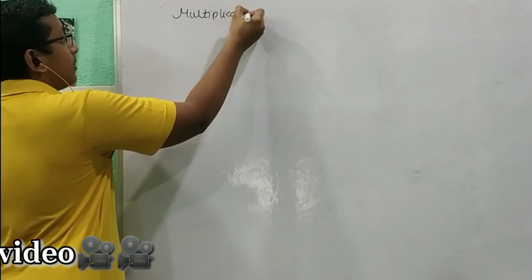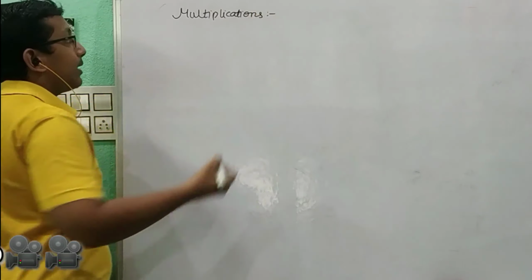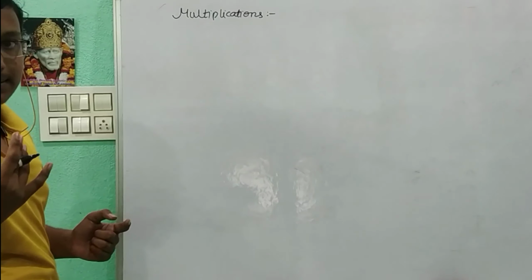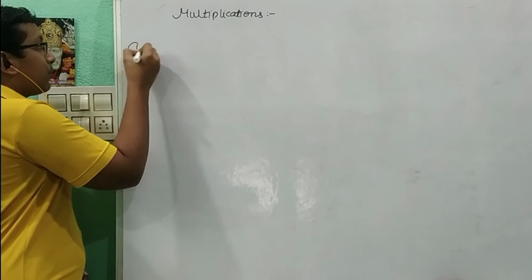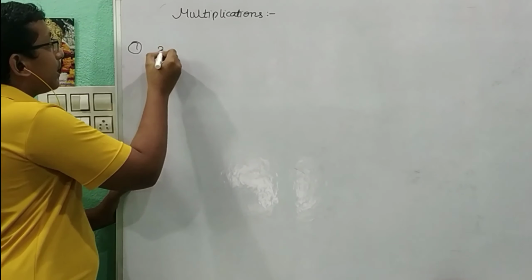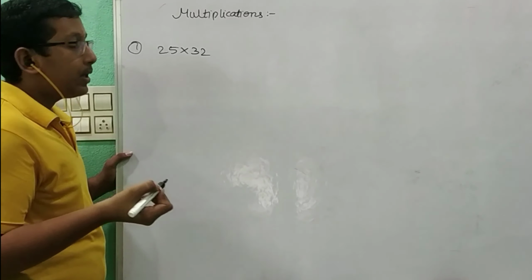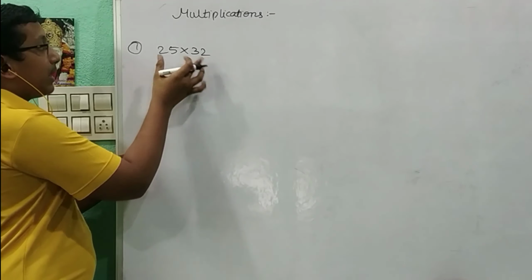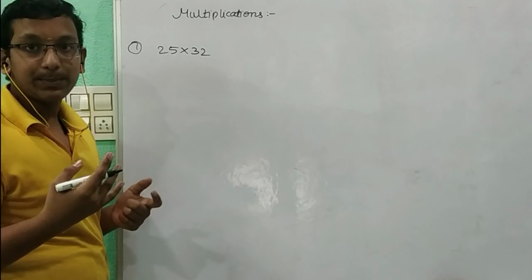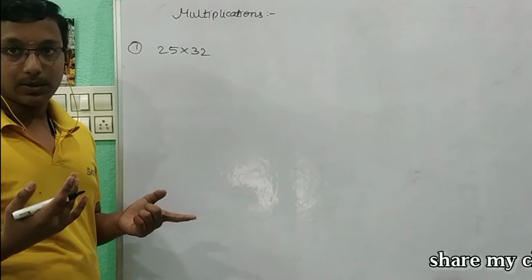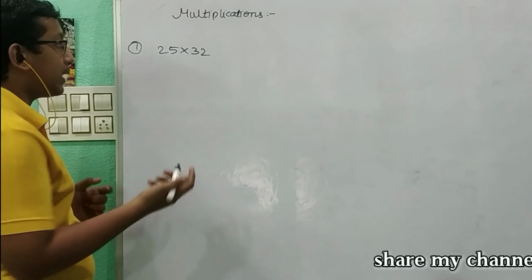Now I am going to take the first method, the regular method. How to find the answer? Let's see. I am going to take one question: 25 into 32. It's my own. I will calculate this the way teachers tell in primary classes and the way students do it in the normal process. That is our first method.